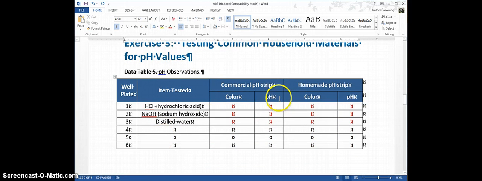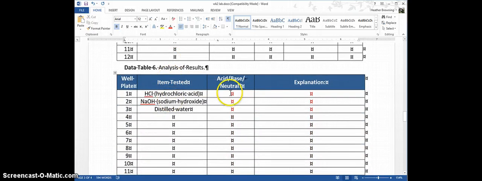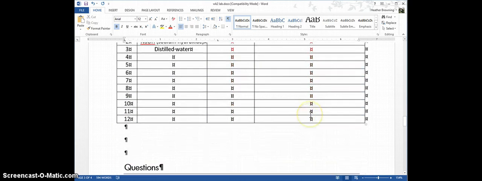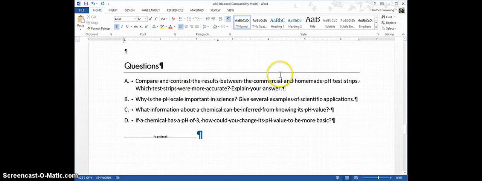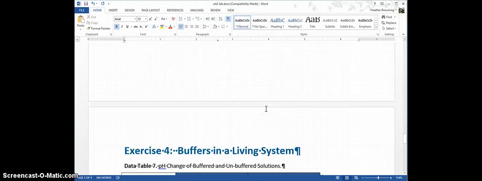So you'll list some items, say what the colors and the pH are, of the commercial and the homemade. And then we will look at, is it an acid, a neutral, a base, and what your explanation is. And then down here you'll compare and contrast the two. Why is the pH scale important? Here is where you probably have some of those references. Information about a chemical can be determined by knowing its pH. That might also potentially be a reference. And then what does the 3 mean?